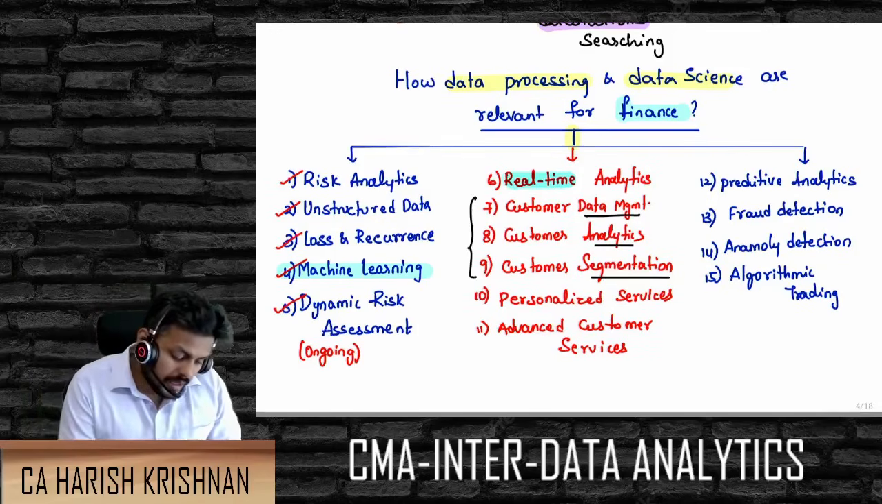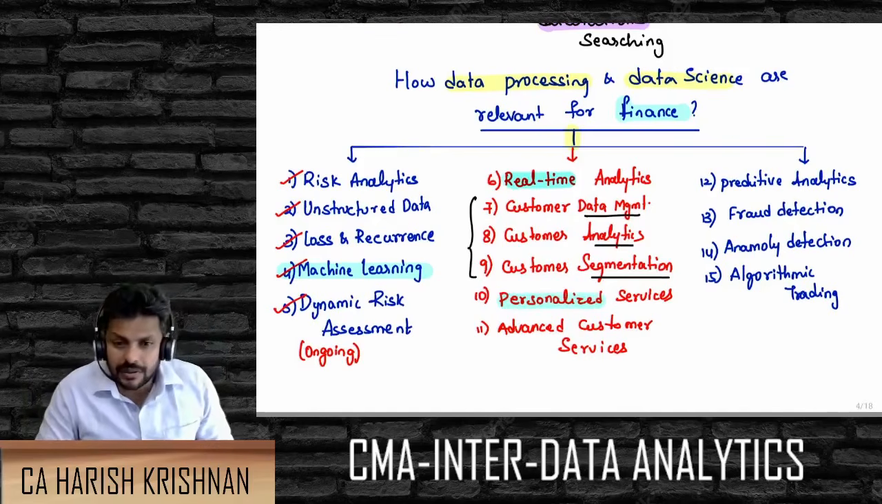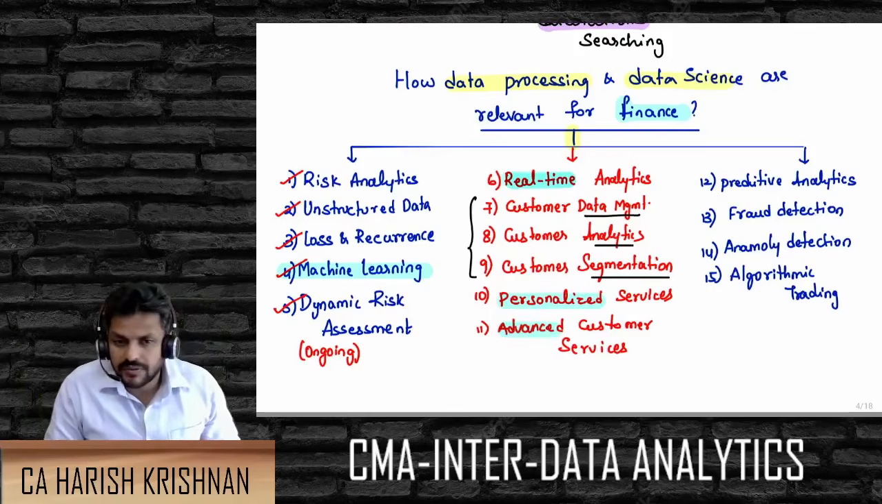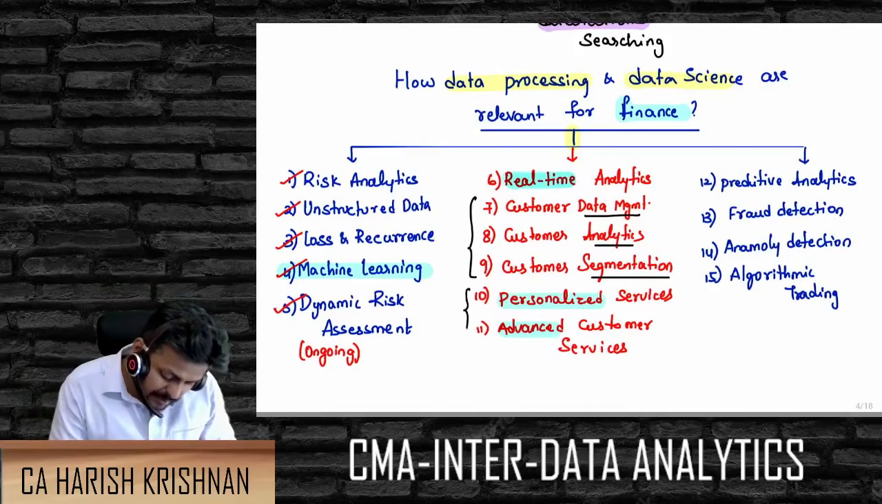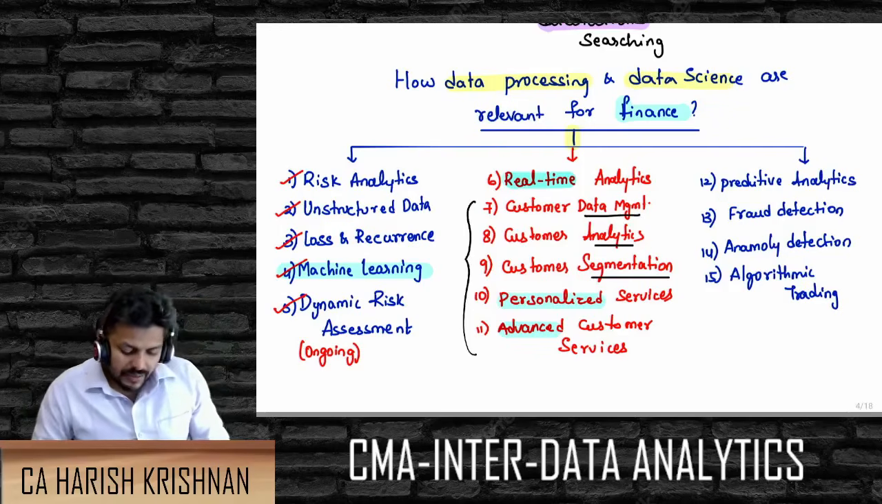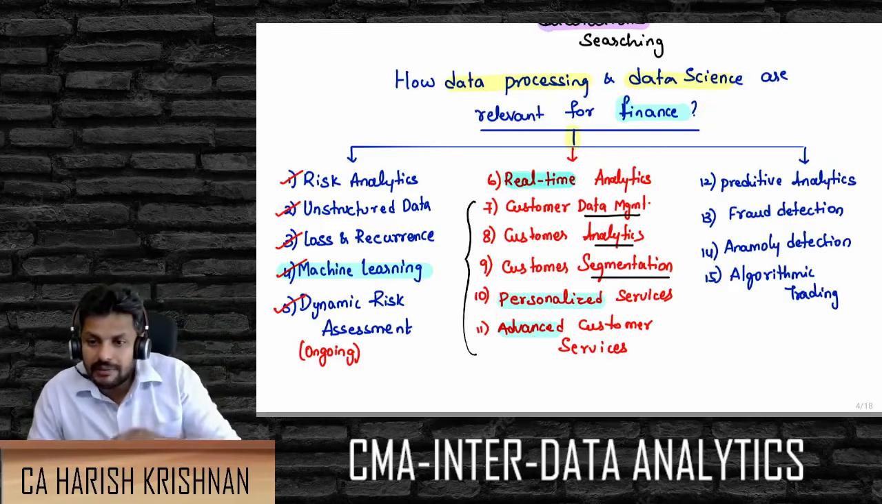Then based on data, we can give personalized services to a set of customers and advanced customer services to a group of customers. So that is the reason why we categorized all these 5 points together here, because they all belong to the customer. Okay, so 1 to 5 are one lot, 7 to 11 are one lot. I would have explained this in class.